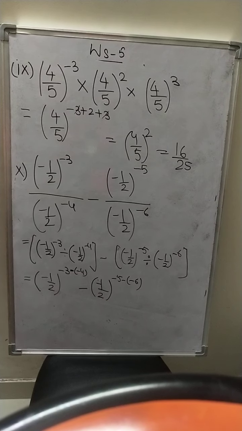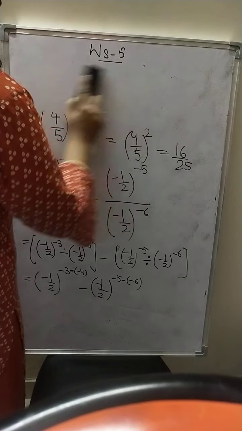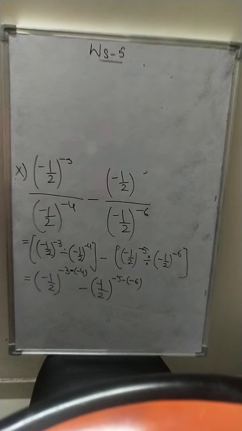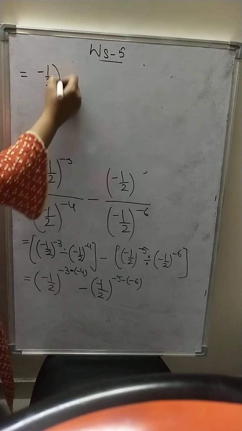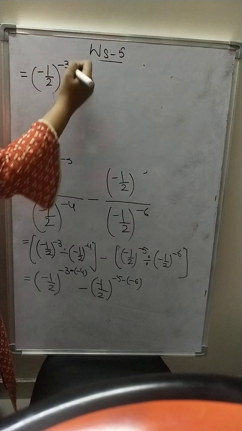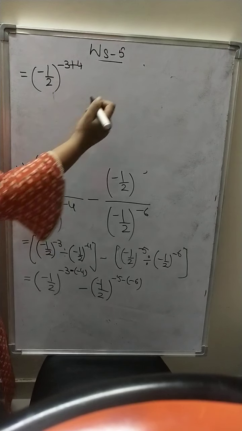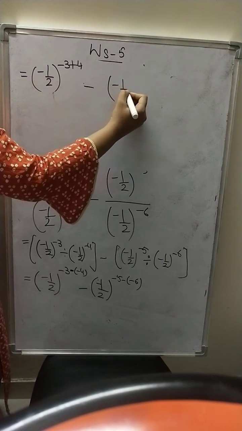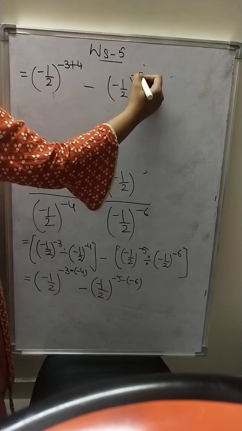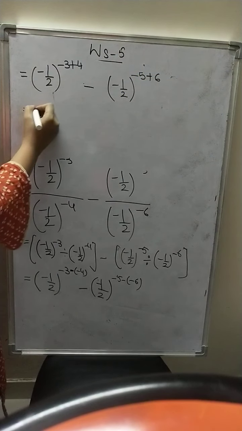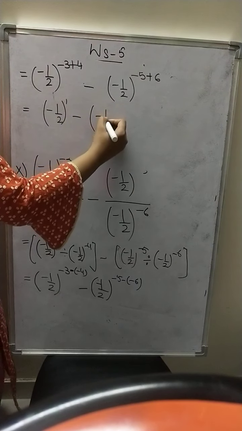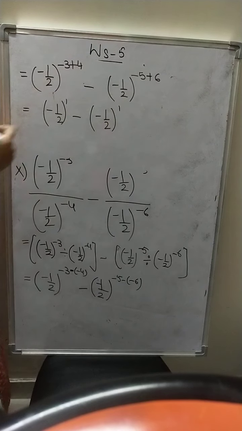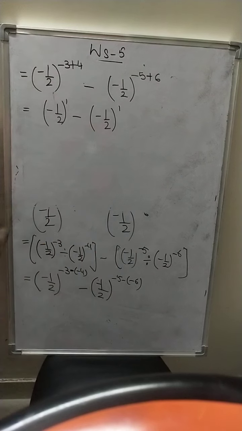Because there was already a negative sign, we cannot write two negative signs together. So what I have is minus 1 upon 2 raised to the power minus 3, minus will make a plus, that is plus 4, minus 1 upon 2 raised to the power minus 5 plus 6. So that is minus 1 upon 2 raised to the power 1 minus 1 upon 2 raised to the power 1. Now I have to open the brackets in the next step.